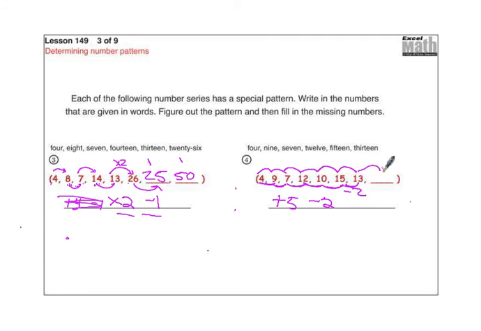So how are we going to get this next one? By adding how many? 5. 5, which is? 18. 18 would be the correct answer there.